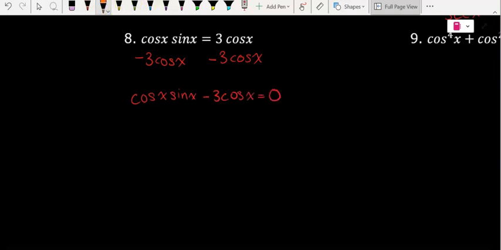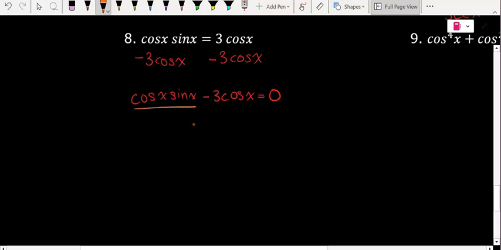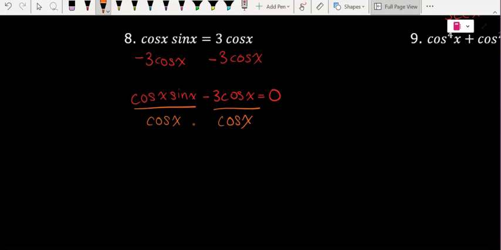Okay? All right, so if I look at this one, what do they share now? I can see this side has a cosine and this side has a cosine. So I'm going to go ahead and just pull that one on out. So once I do that, I'm left with sine x here. And then over here, I'm left with minus 3. I still have my cosine x on the outside, okay?